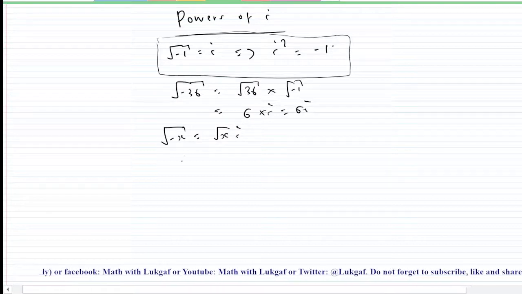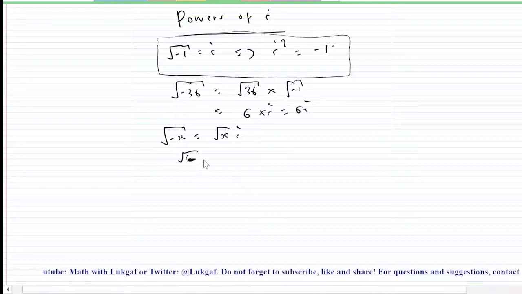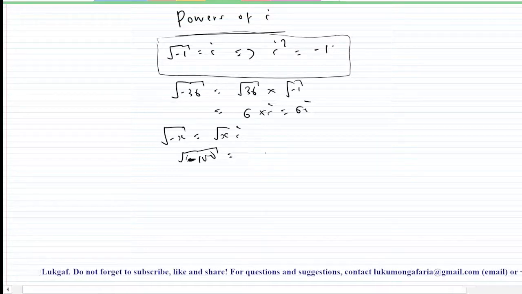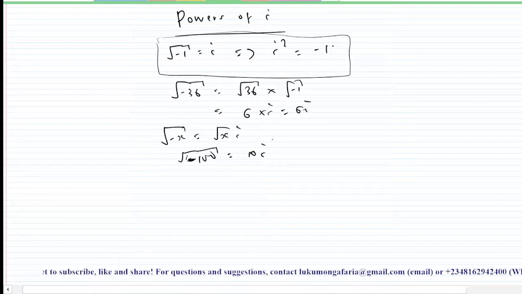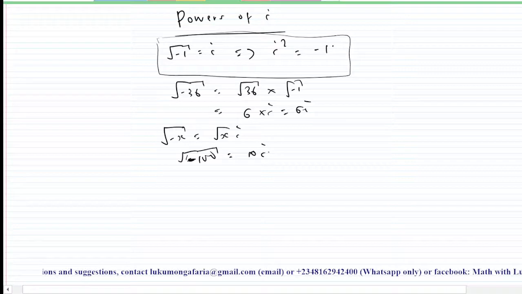When you have the square root of -100, I'm going to have 10i, because the square root of 100 is 10 and the square root of -1 is i.